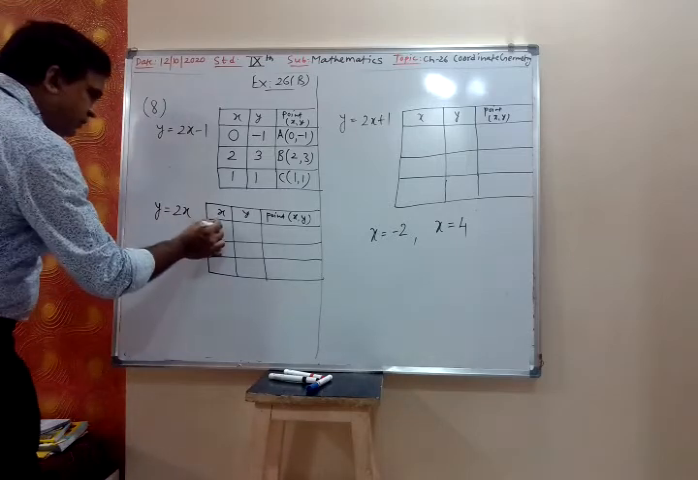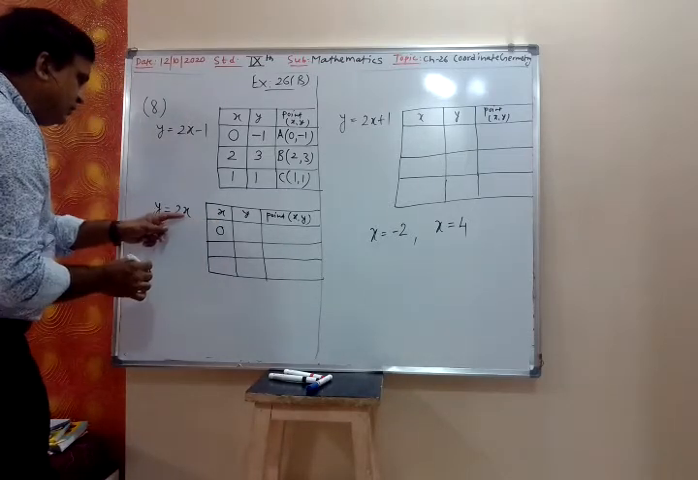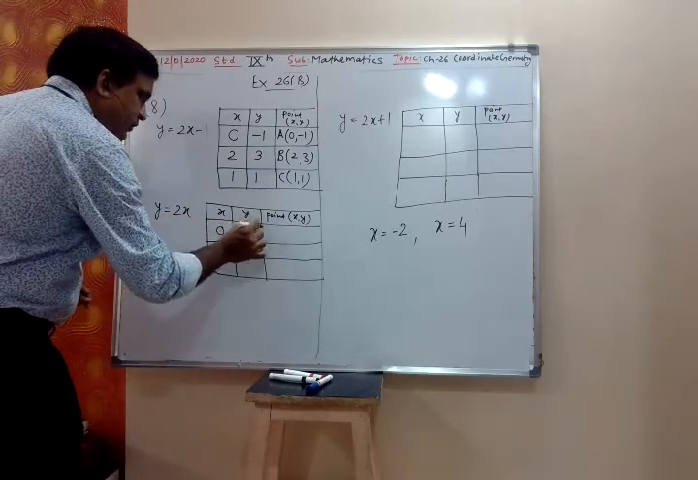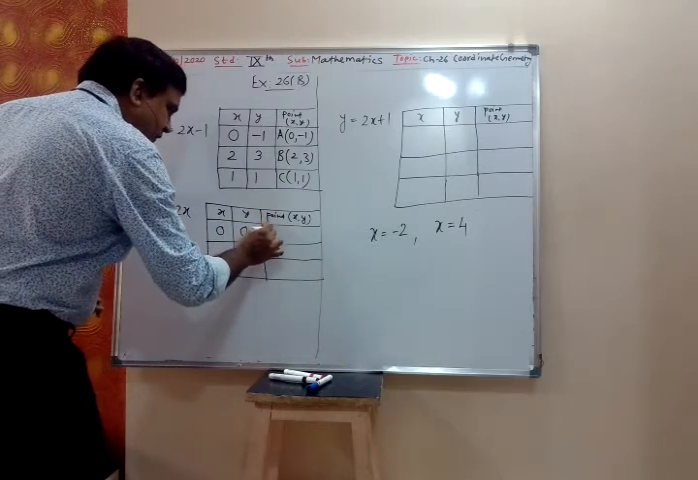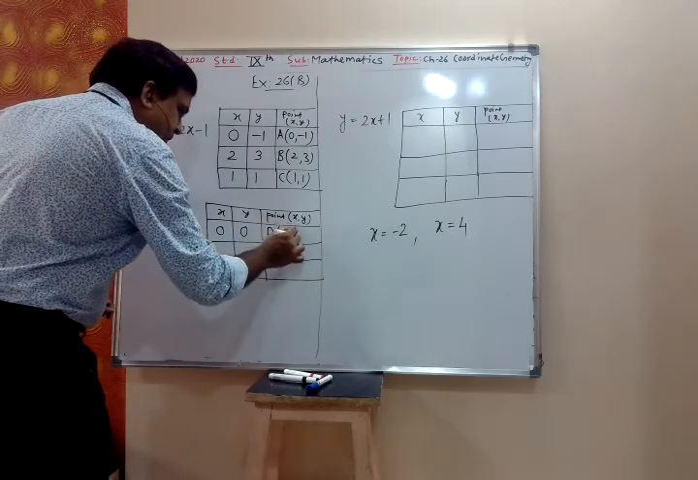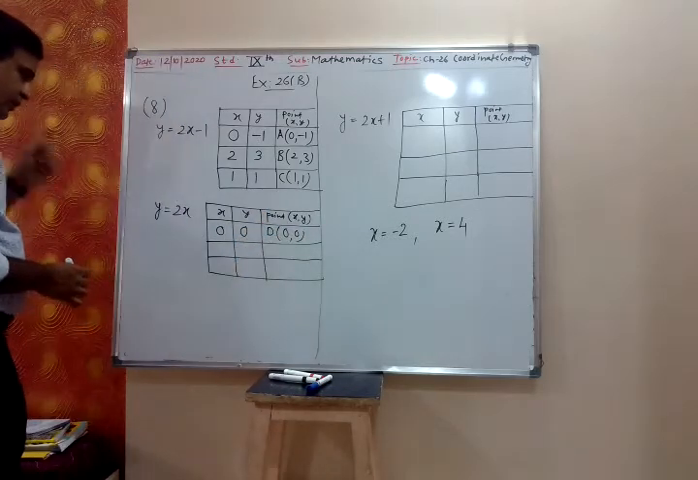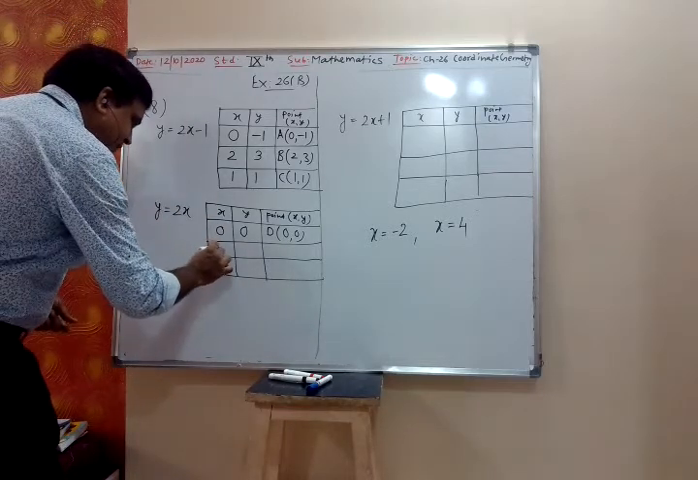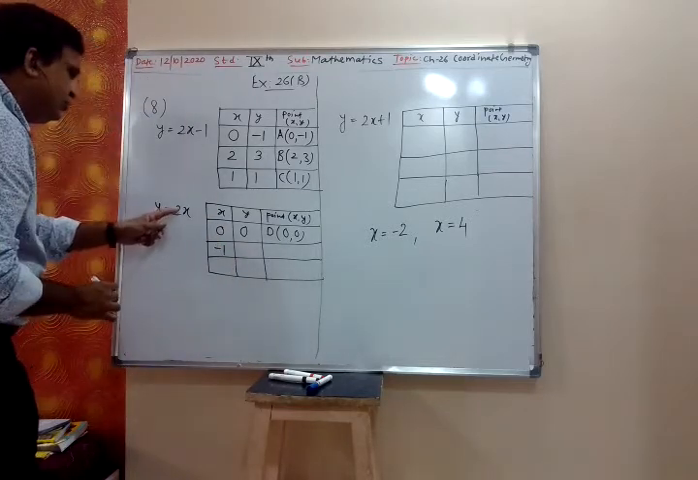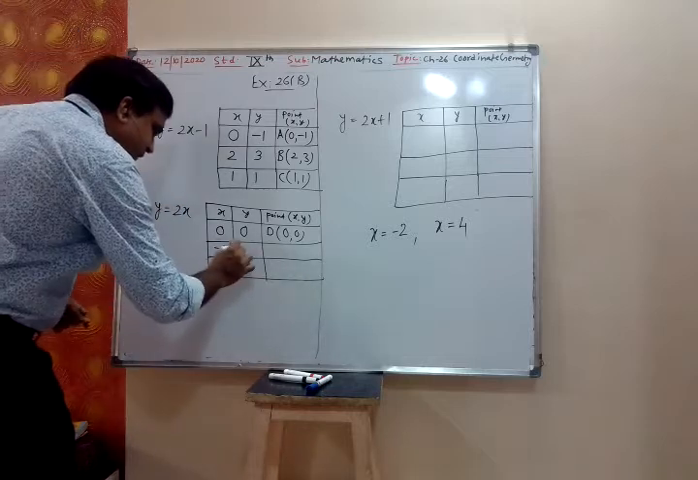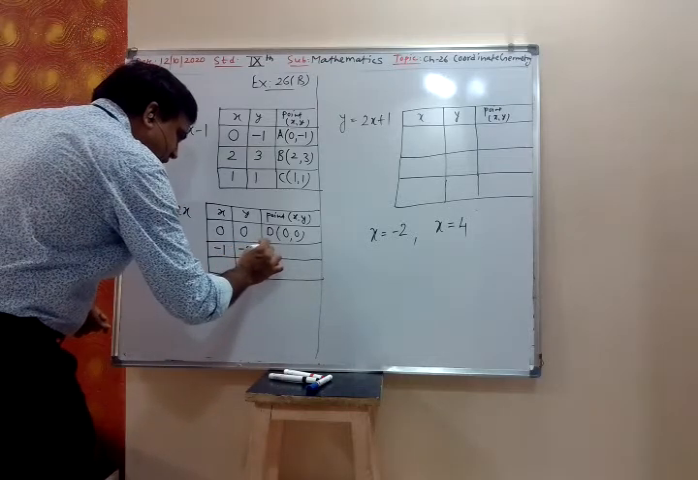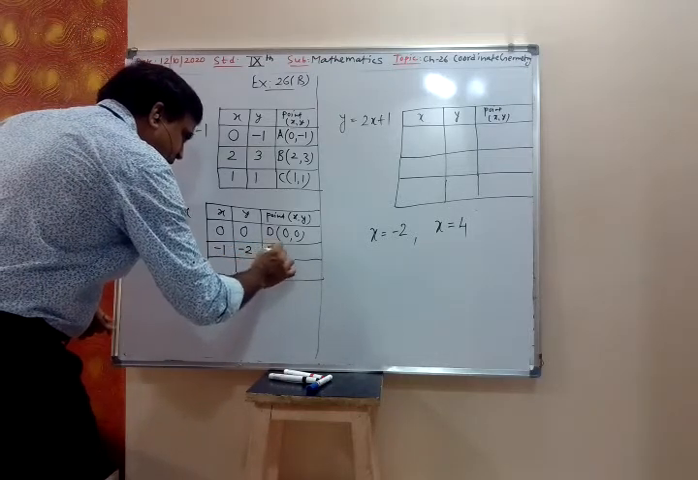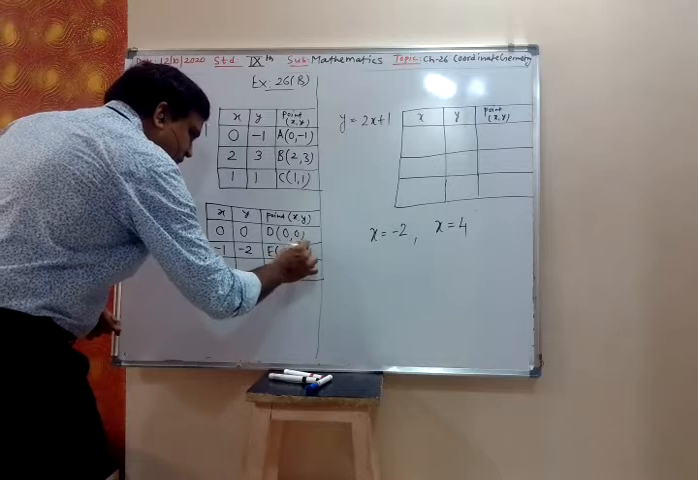When x is 0, you will get y is 0. So this is the point B, 0 comma 0. Then you take x is equal to minus 1. Then 2 into minus 1 is minus 2, y will be minus 2. So the point is E, minus 1 comma minus 2.